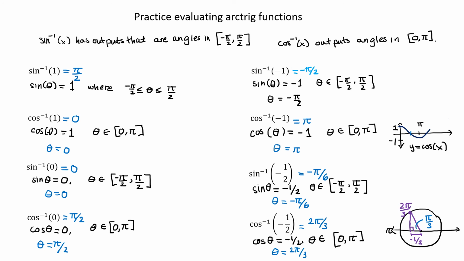Okay. So we're taking the angle at the x-axis and subtracting away our reference angle to find what this angle is. It's 2 pi over 3. Good.